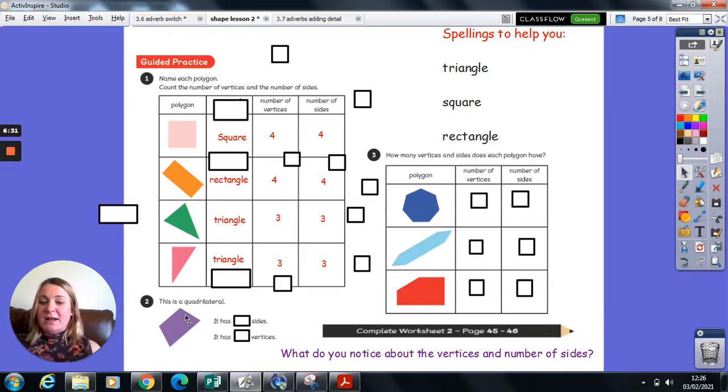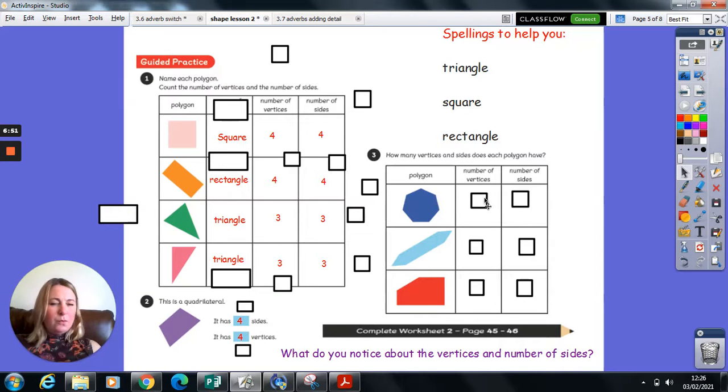Number 2 here is our quadrilateral. It has 1, 2, 3, 4. Quad means 4. And if I count those vertices, you've probably already predicted 1, 2, 3, 4 vertices.